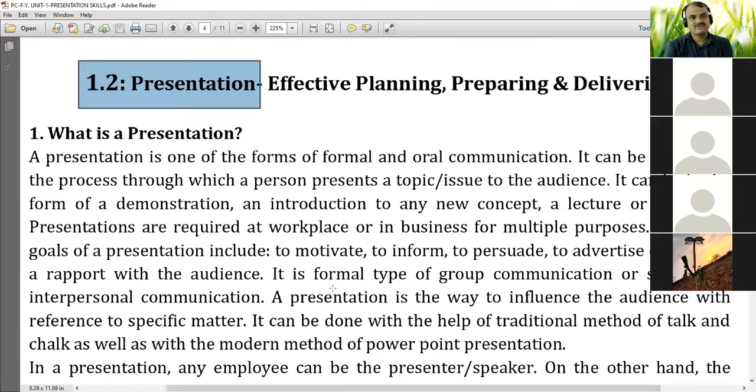So here we need to concentrate on this word presentation, which is a noun. There are some identification marks of nouns like TION, which is visible on the screen, and then SION, ER, OR, SHIP, HOOD, ISM. These are some of the identification marks of nouns. So this word presentation is a noun which has been formed with the help of a verb, that is, to present. What do you mean by this?